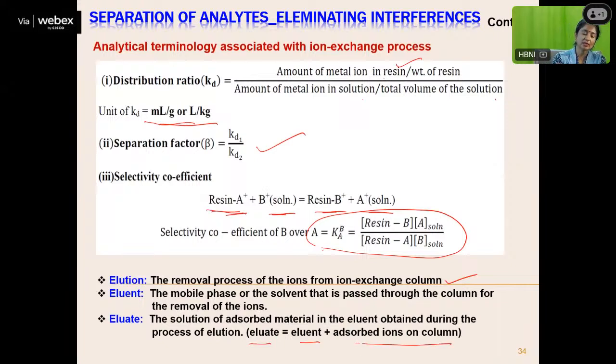So these terms, elution, eluent, eluate, will come very often when you work with ion exchange processes.